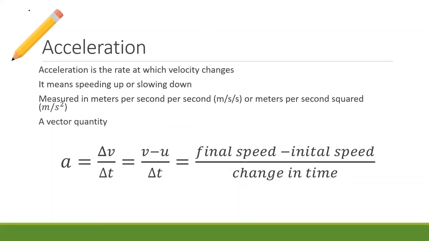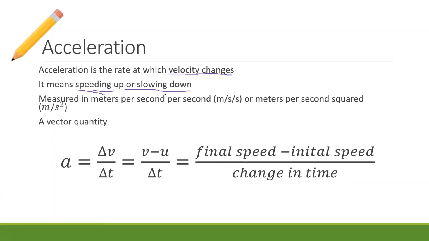Acceleration is the rate at which velocity changes. So how quickly does your velocity change? I'm not going to change the slide for a while, so I'm going to give you a second to copy this down. It means speeding up or slowing down. I use these words a lot. I know that they're not the most scientific words in the world, but it helps you understand what's going on. Oh, my speed is getting more and more and more.